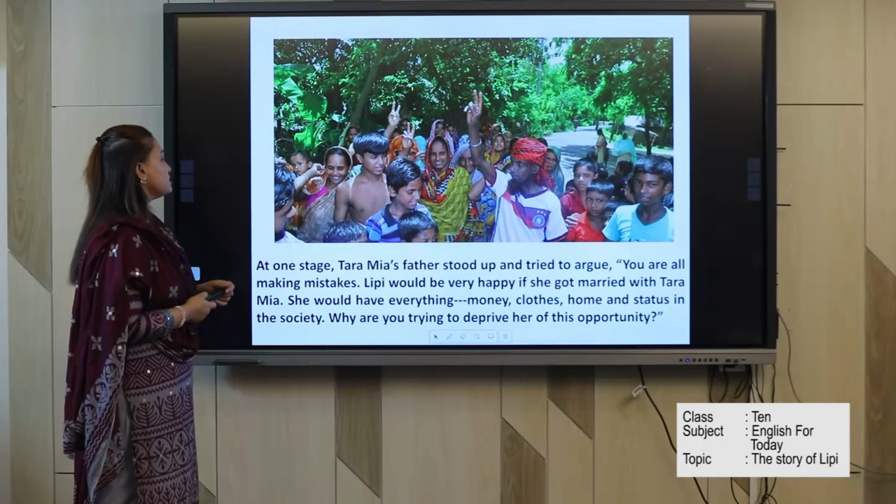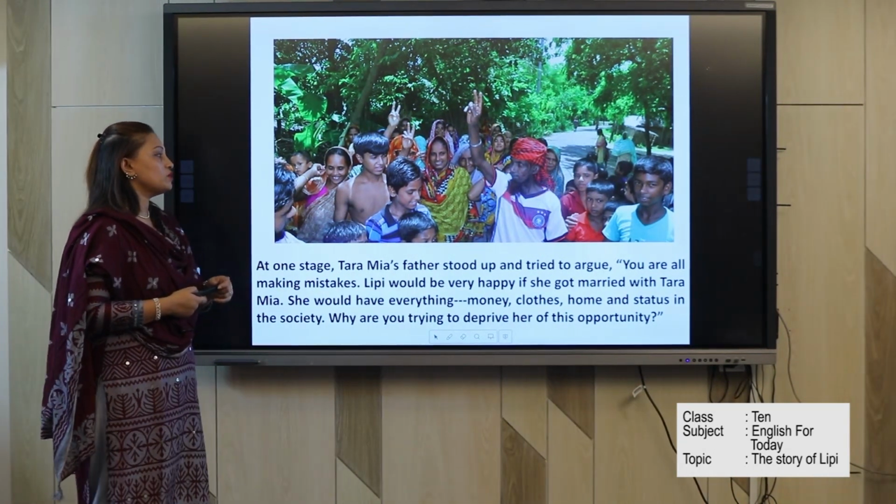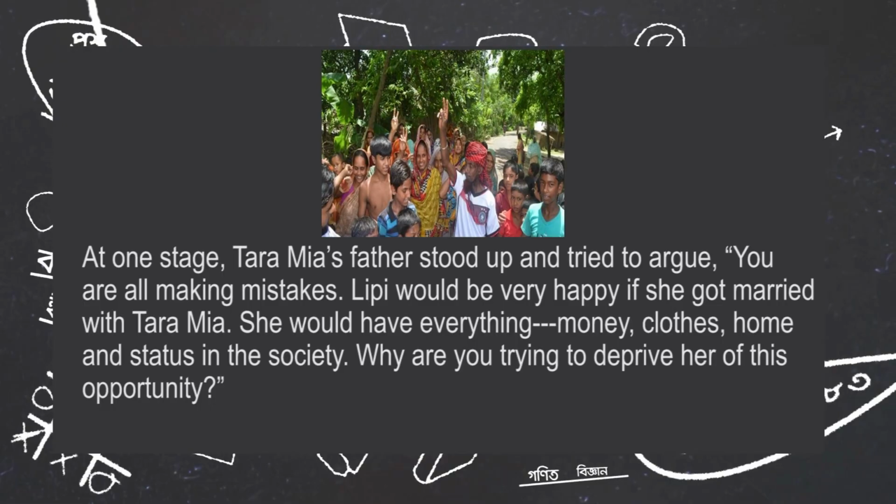At one stage, Taramia's father stood up and tried to argue, "You are all making a mistake. Lipi would be very happy if she got married to Taramia. She would have everything: money, clothes, a home, status in society. Why are you trying to deprive her of this opportunity?" Okay, so Taramia's father wants Lipi to marry Taramia.